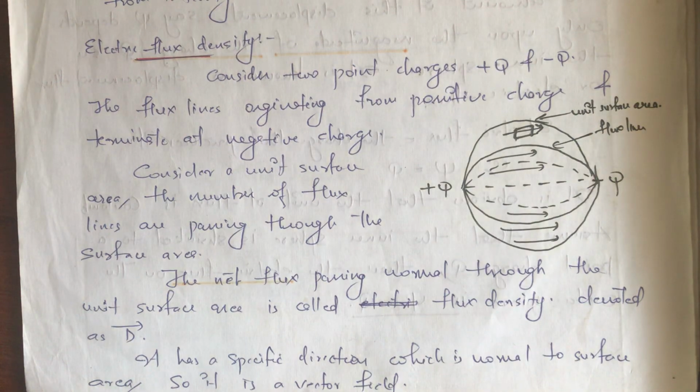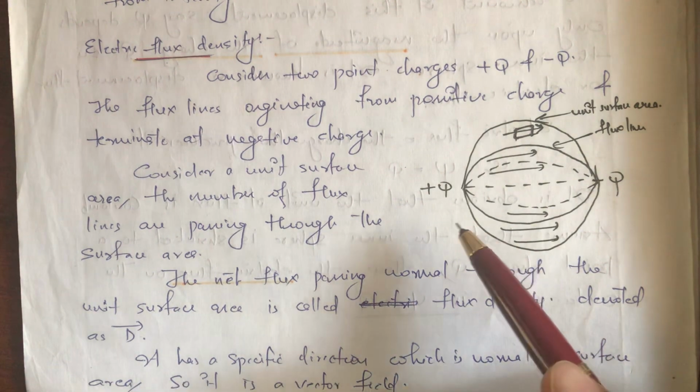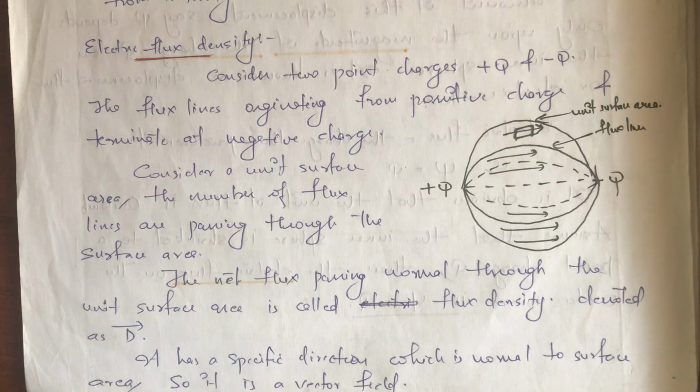So next we are going to see Gauss's law and its applications. Before going to Gauss's law, you should know what is meant by flux. So we can now see what is meant by electric flux density. You can see a figure. Consider two point charges, plus Q and minus Q. The flux originates from the positive charge and terminates on the negative charge.